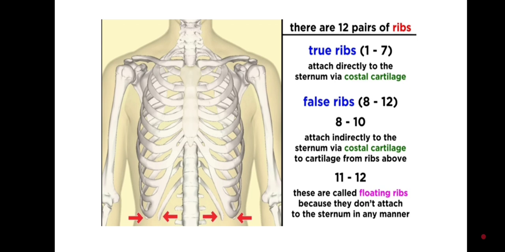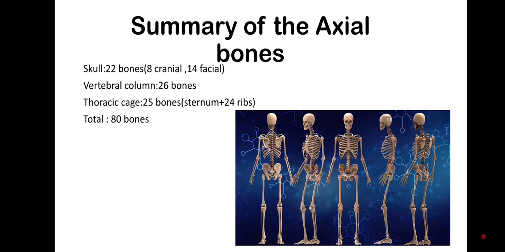Then in the next slide you all can see that the ribs are made up of 12 pairs. It includes 24 bones. There are true ribs, false ribs and floating ribs. So 1 to 7 are directly attached to the sternum. So they are called the true ribs. Then false ribs are 8 to 10 pairs. So they are indirectly attached via the cartilage. Then 11 to 12 pairs are called the floating ribs. There's no attachment to the sternum.